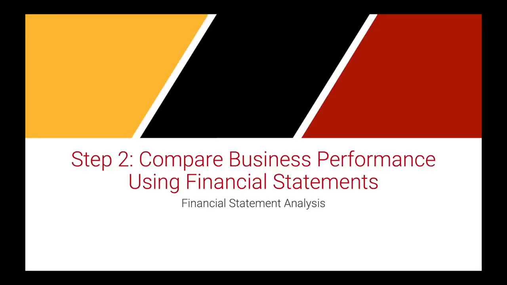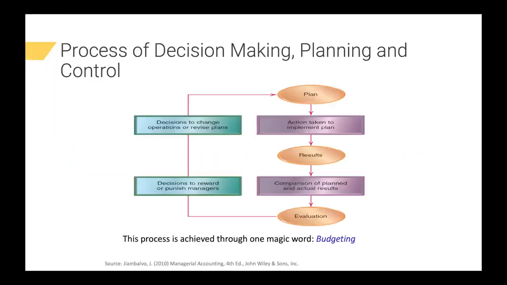Step 2 is to compare business performance using financial statements. Here is a graphic showing the process of decision making, planning, and control. First, we start with a plan, and then actions are taken to implement this plan, which provides us with results from the plan. Then we compare our planned results with the results that we actually received and make an evaluation. At this point, we make several decisions to change the operation or revise the plans. And then it starts all over.